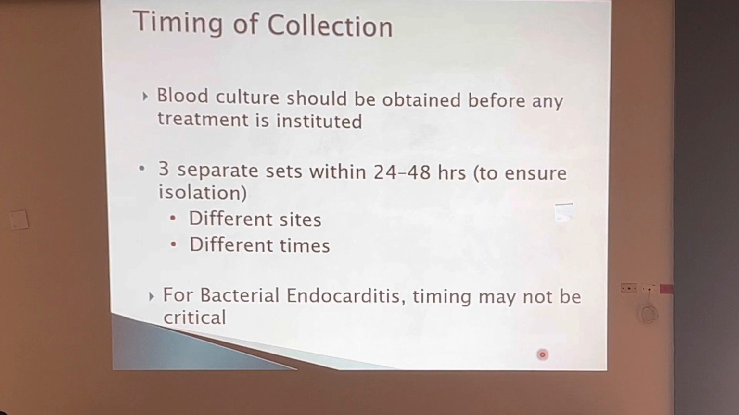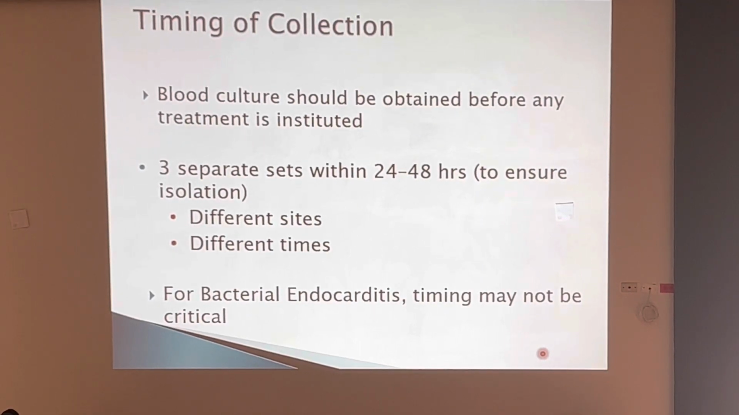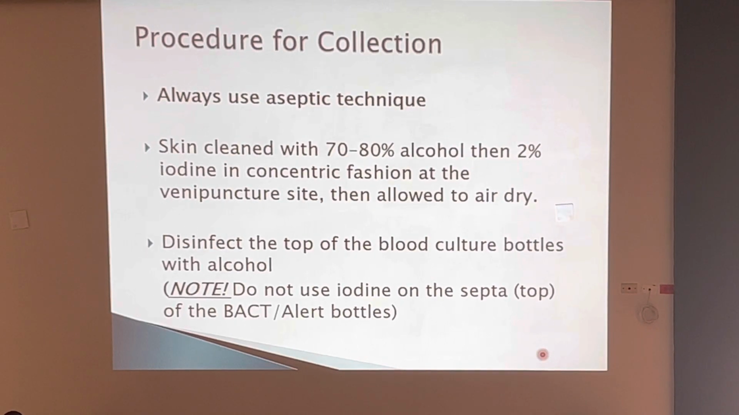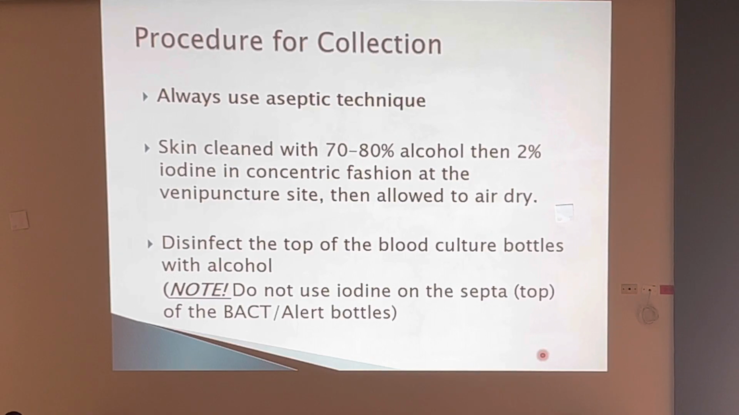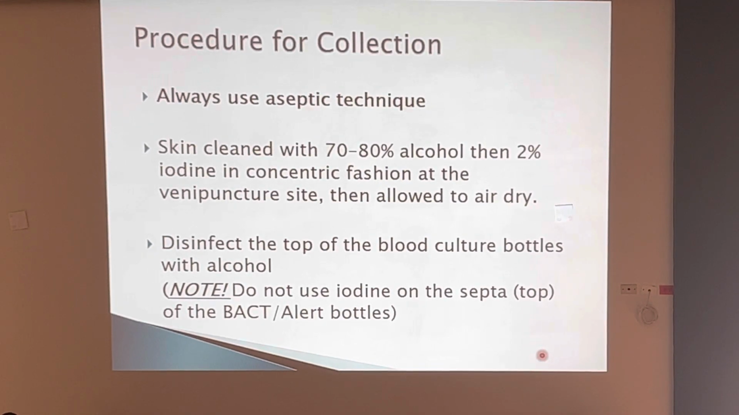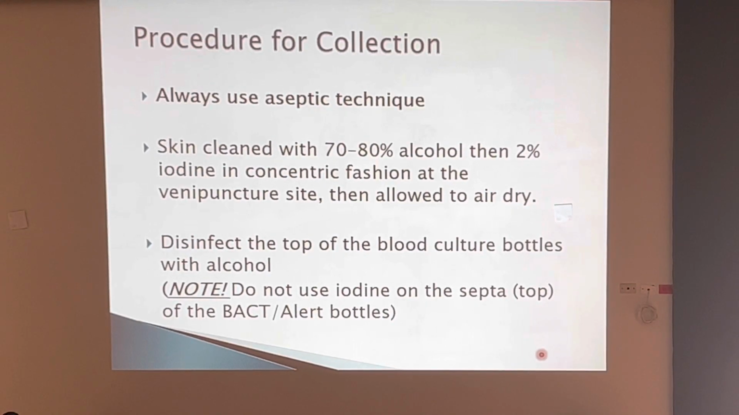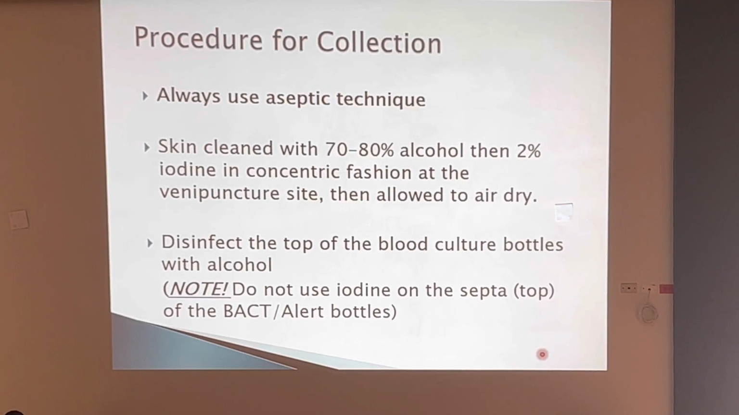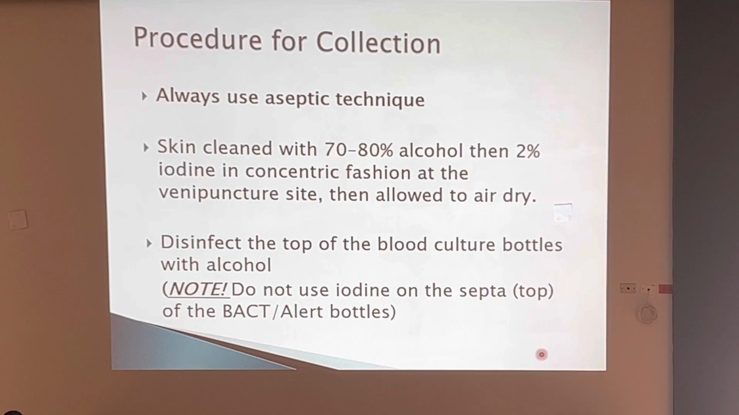And if it's a bacterial endocarditis, the timing may not be so critical, so you can collect them over a shorter period of time. Now, when you're collecting, of course, you want to ensure that you're using an aseptic technique. You don't want to be introducing organisms into your sample, or worse yet, cause more infection for your patient. All right, so you use an aseptic technique. You're going to clean the skin with 70 to 80% alcohol, and then after that dries, 2% iodine. You're going to do that in a concentric fashion at the venipuncture site, and then allow that to air dry.